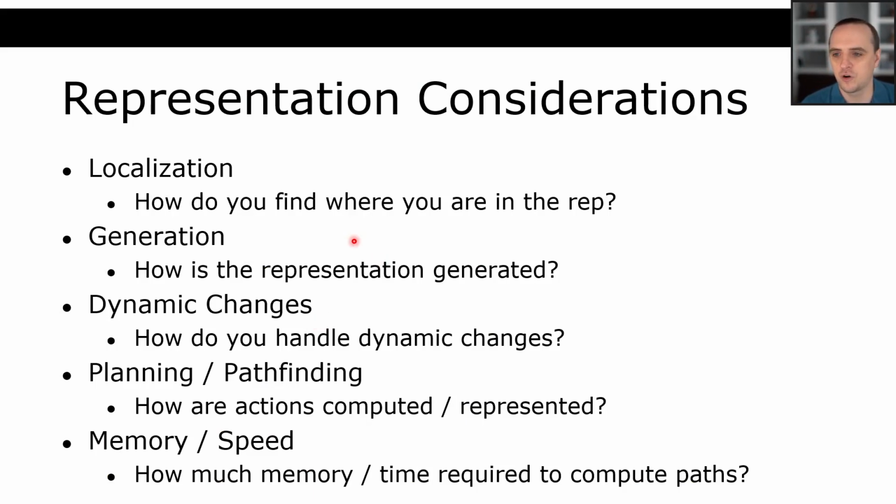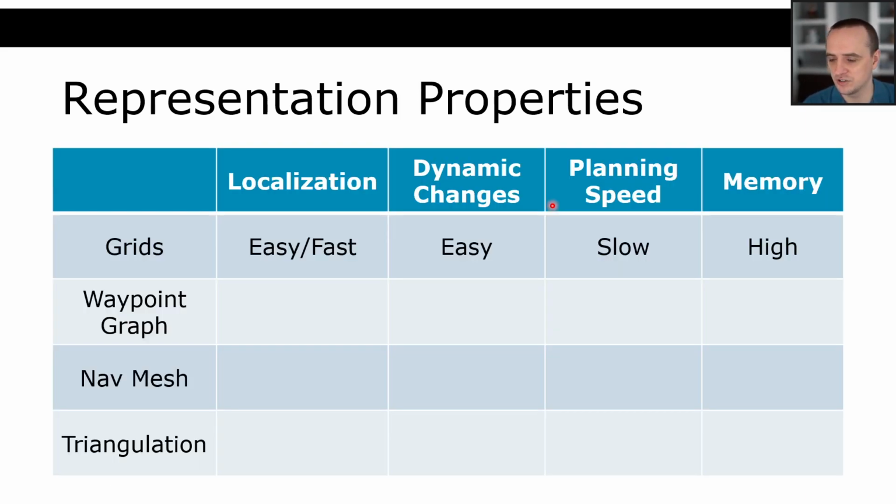So we talked about our representation: localization, generation, dynamic changes, planning and pathfinding, memory and speed. So we've got a bunch of different representations. We're going to cover as many of these as we can in the course. But first, let's talk about grids.